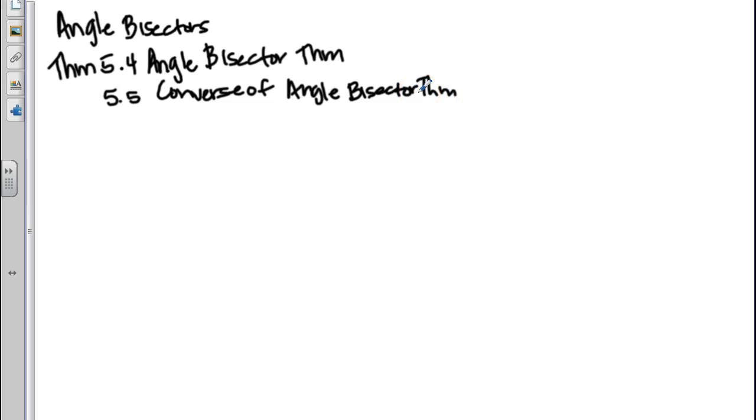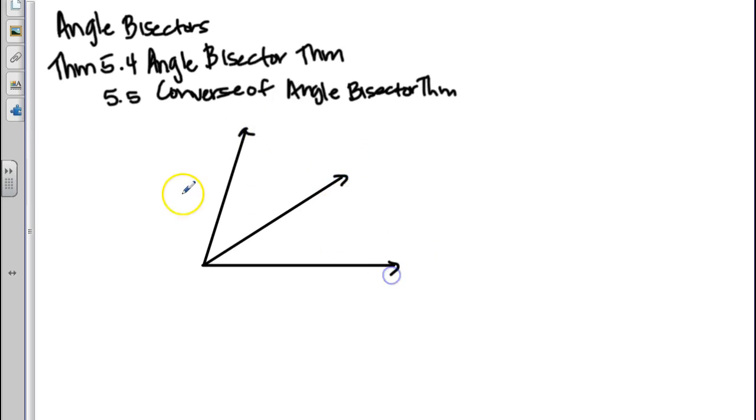All right, so the angle bisector theorem says if a point is on a bisector of an angle, then it's equidistant from the sides of the angle. So let's get us a little angle going on here. All right, so here's what that theorem says in English. So I have A, B, C, and D. And this ray BD is a bisector. So these two angles are equal to each other. So here's what this theorem says.